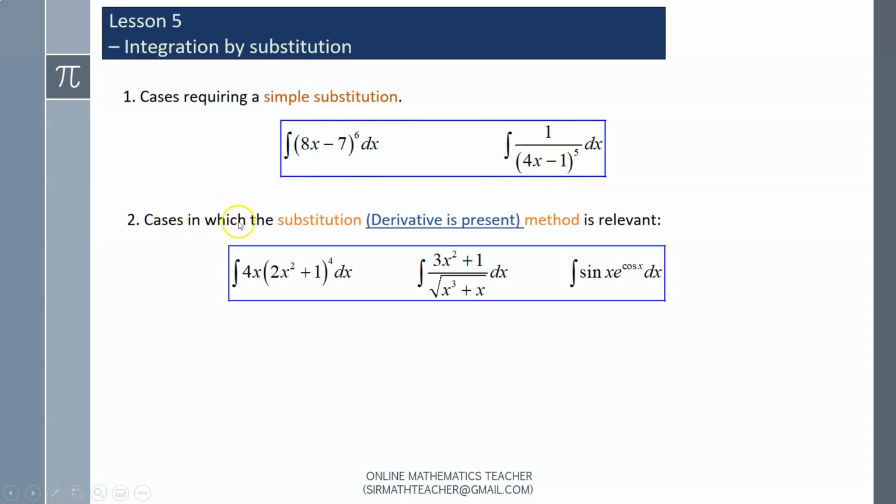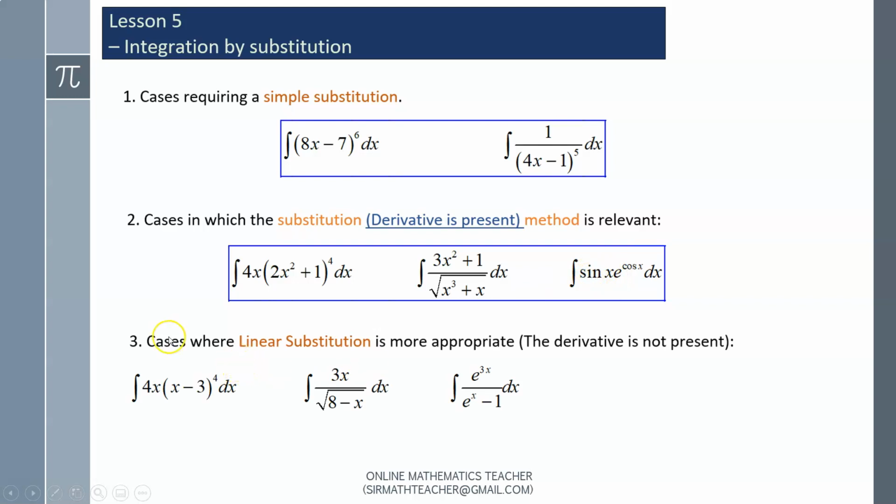Case 2, cases in which the substitution method is relevant where the derivative is present. See here, you've got 2x squared. The derivative of 2x squared is 4x. The derivative of x cubed is 3x squared. The derivative of cos x is negative sine x, but that'll help us cancel that out.